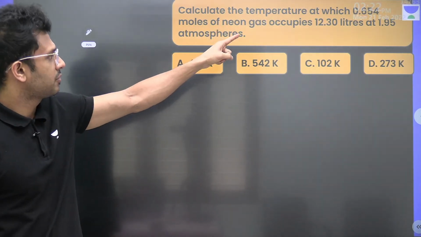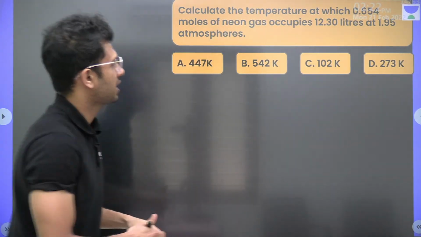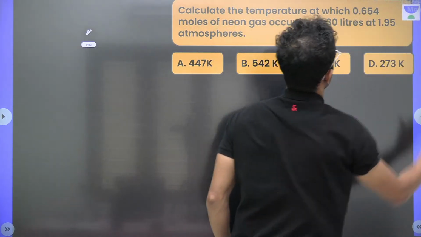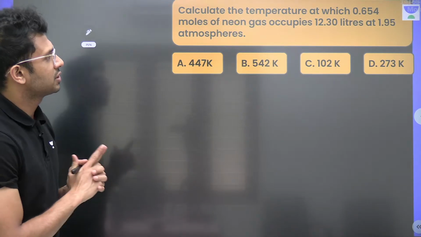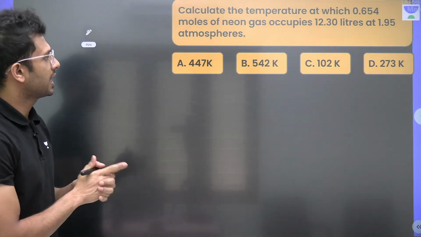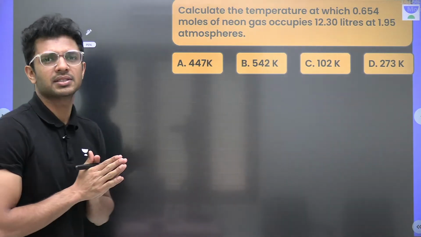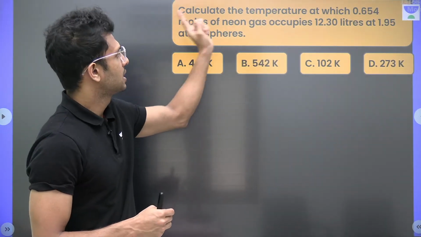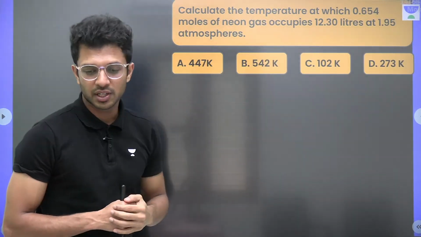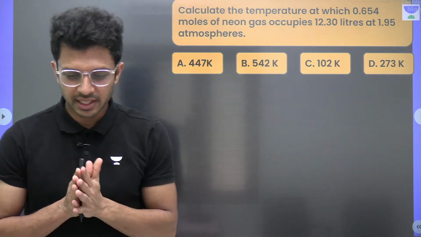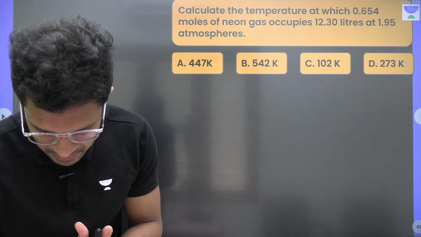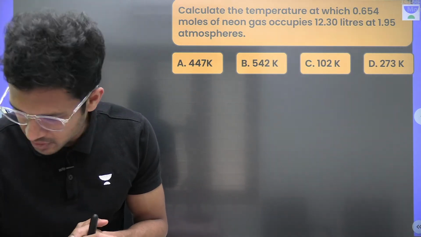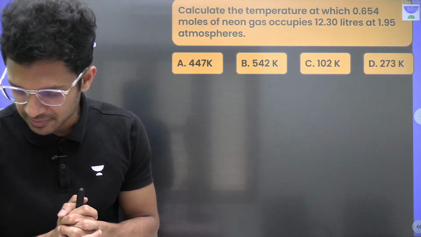Calculate the temperature at which 0.654 moles of neon gas occupies 12.3 liters at 1.95 atmosphere. That means the number of moles is given, volume is given, and pressure is given. Who wants to give me the answer as fast as possible? Shraddha says, sir, D option.